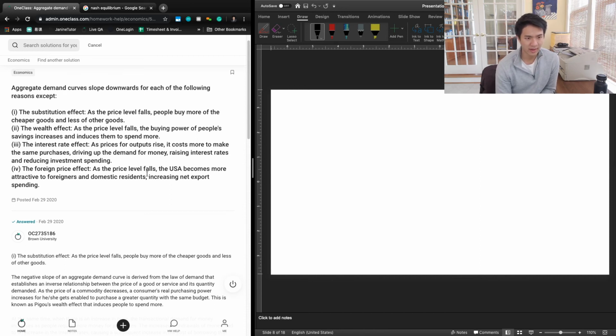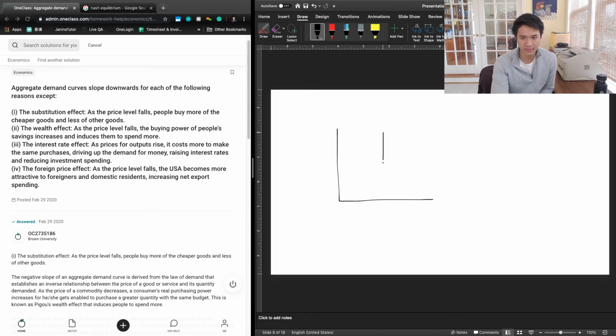And so what we're going to identify as immediately correct are two, like correct as they are reasons, so they're not going to be the right answer to the question, but they are reasons why aggregate demand curve is downward sloping. Two is the wealth effect, and that's definitely one reason it's downward sloping, and I don't think I even have to explain it. I think the answer choice explains it very well by itself. Three, the interest rate effect is also one that is definitely the case. If we take a look at the money supply market graph, this is probably the best way to depict it. So as prices for output rises, it costs more to make the same purchases, which drives up the demand for money. How does it drive up the demand for money, you might ask?